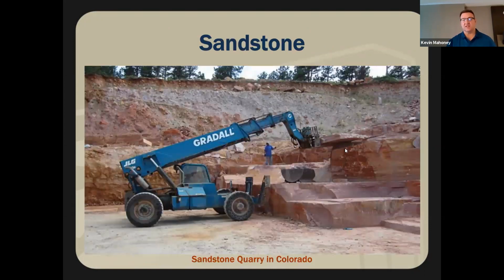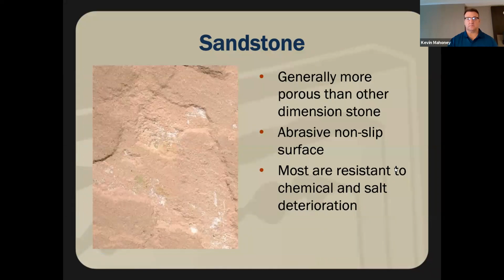Here we're harvesting sandstone in place. There's a guy underneath the crane, so that's a nice big piece of sandstone. He's actually coming in through the sedimentary layers and pulling that out. This is a red rock out of Colorado. Sandstone is wonderful to give us a natural finish.